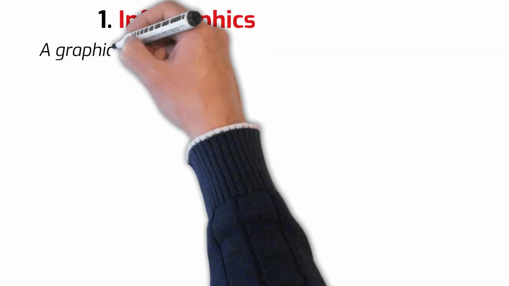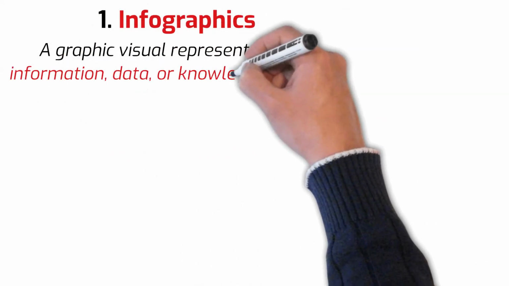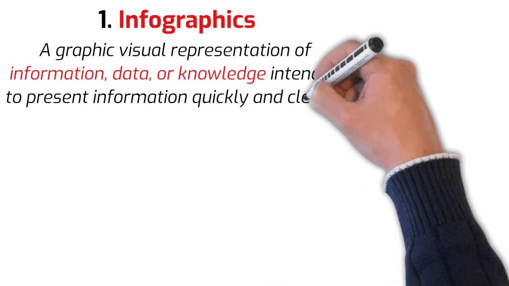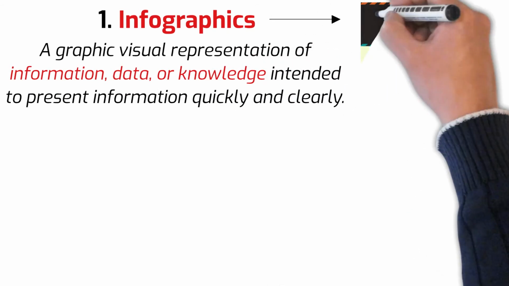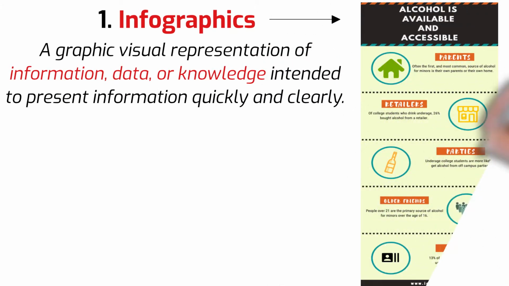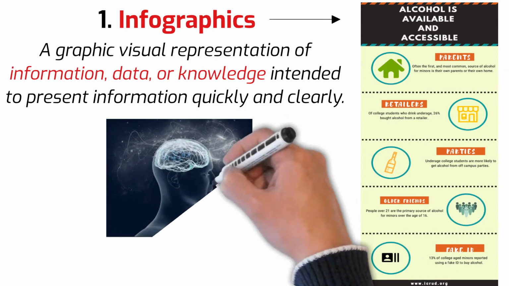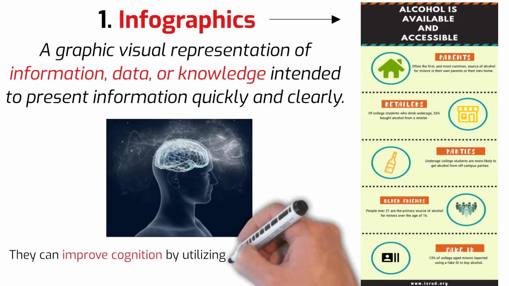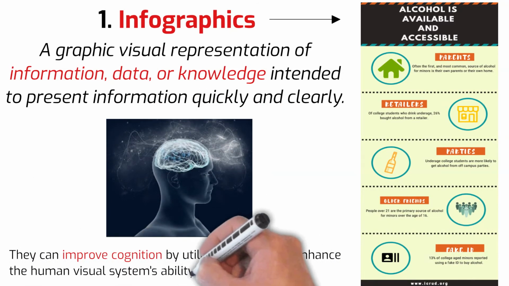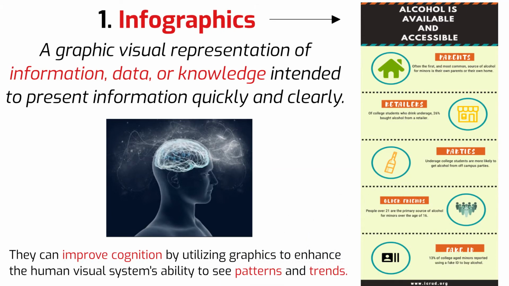1. Infographics. An infographic is a graphic visual representation of information, data, or knowledge intended to present information quickly and clearly. Here's an example of an infographic. They can improve cognition by utilizing graphics to enhance the human visual system's ability to see patterns and trends.